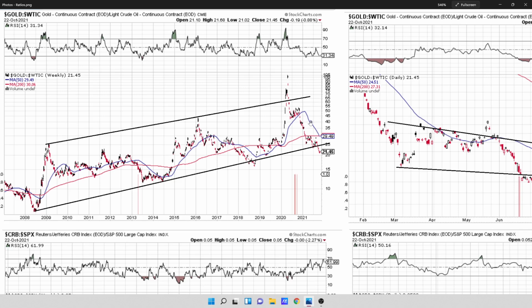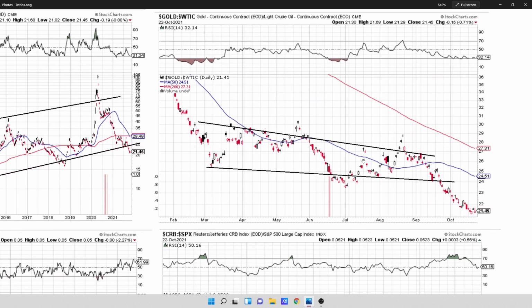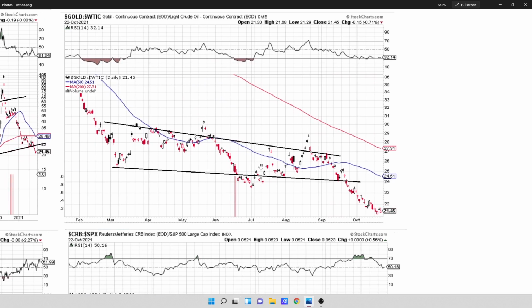Looking at it from a short-term perspective, zoomed in, here we are zoomed in, and we're coming on down. We got in this channel here, and we broke to the downside of that channel, and we're continuing to compress that ratio, which means that oil is outperforming gold, and it's doing very well.